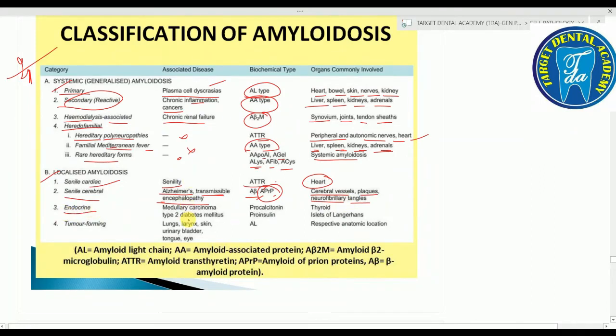The endocrine, the diseases associated with it are medullary carcinoma and type 2 diabetes mellitus, and the biochemical types are procalcitonin and proinsulin. Procalcitonin involves the thyroid, and proinsulin involves the islets of Langerhans. Last is the tumor forming, associated diseases are of the lung, larynx, skin, urinary bladder, tongue and the eye. While the biochemical type includes AL, which means the amyloid light chain, and the organ involved is the respective anatomic location.